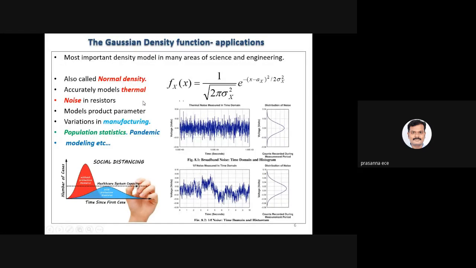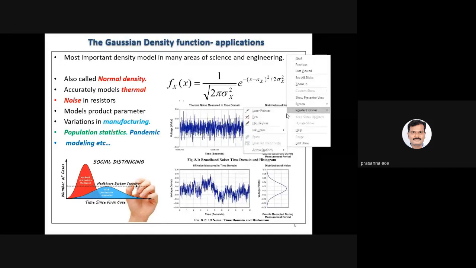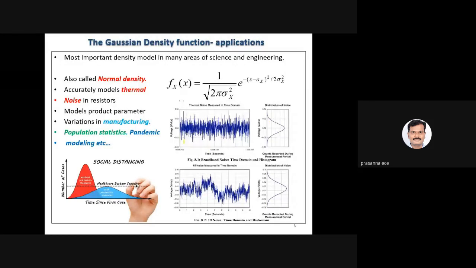I have shown here some other applications of this Gaussian density. This function is used to model thermal noise in resistors. Thermal noise is a randomly fluctuating voltage across a resistor. If you use a resistor in, say, an amplifier circuit, the resistor will have some noise voltage across it. If you see the voltage across the resistor in an oscilloscope, you will observe this kind of waveform. These are called random waveforms.